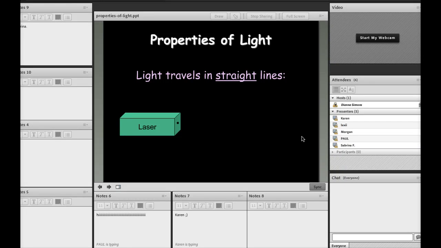Okay, so we're talking about light, and light has the same kind of properties as sound, right? But it's not the same thing. Got it? Okay. So light travels in a straight line. That's kind of important, okay? It travels in a straight line.